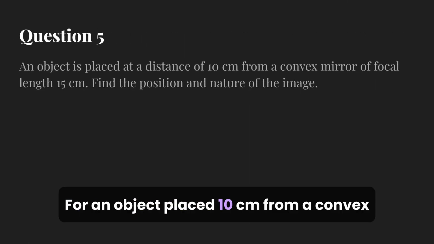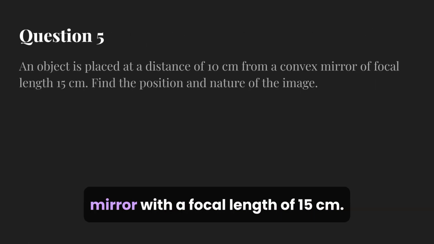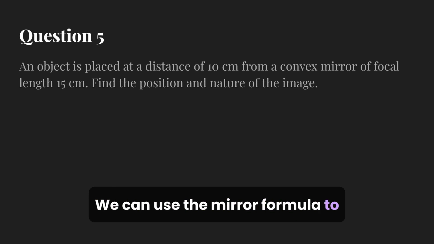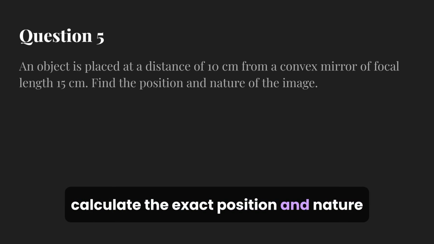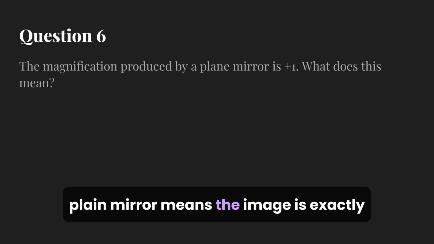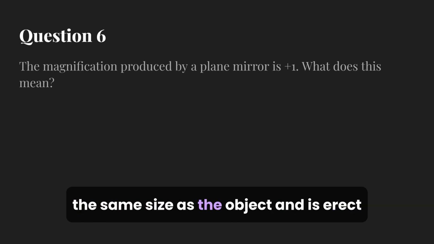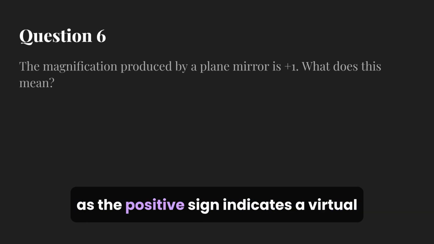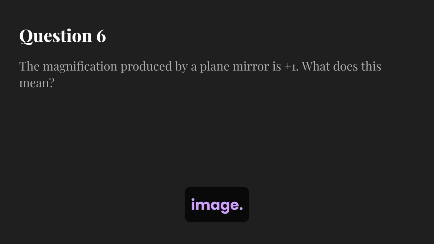For an object placed 10 centimeters from a convex mirror with a focal length of 15 centimeters, we can use the mirror formula to calculate the exact position and nature of the resulting image. Finally, a magnification of +1 for a plane mirror means the image is exactly the same size as the object and is erect, as the positive sign indicates a virtual image.